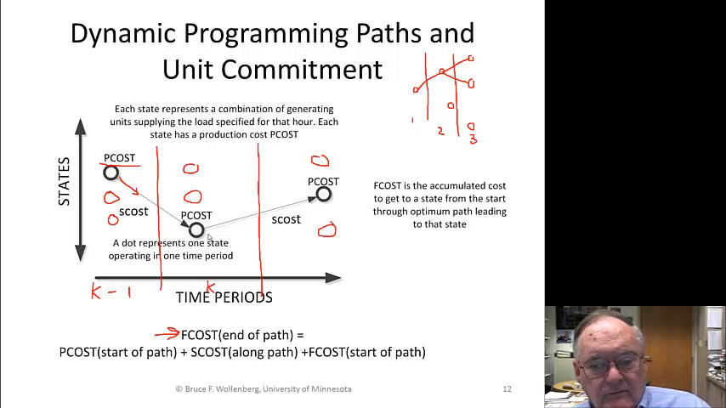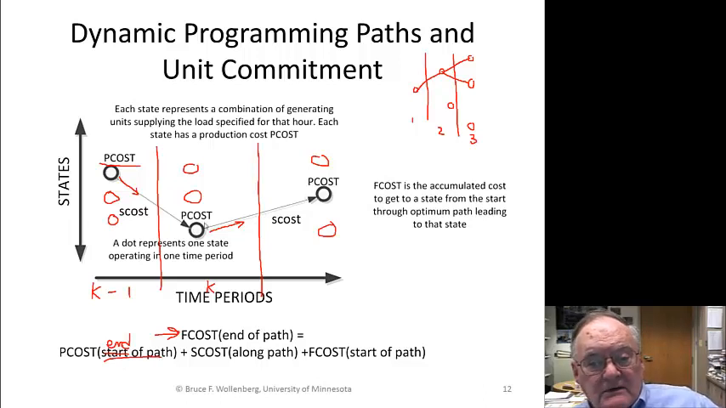Let's just say we're going to go from here to here, up here. So the F cost here is equal to the P cost at the start plus the S cost, the so-called startup cost across here, plus the F cost, whatever that F cost was to get up to the end. By the way, this should have said end. I'm sorry, this should say end of path. So I've got an F cost, and I keep updating the F cost.